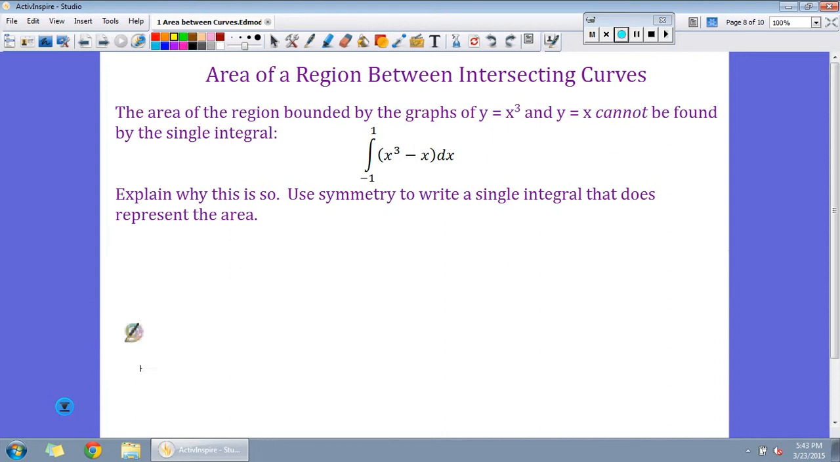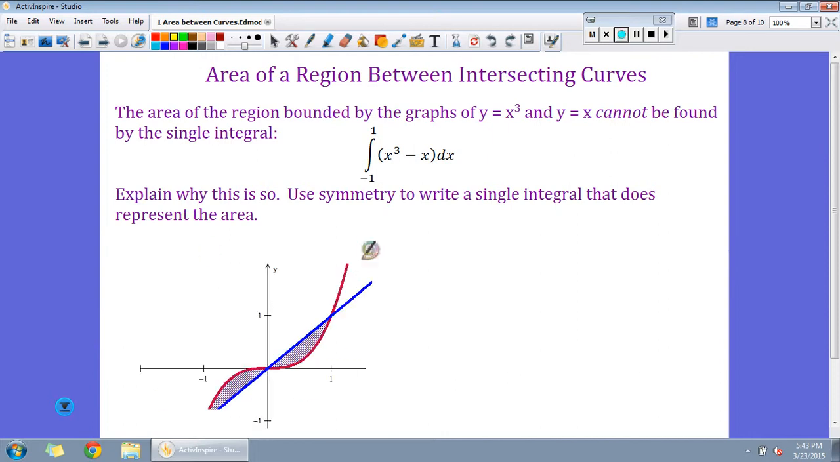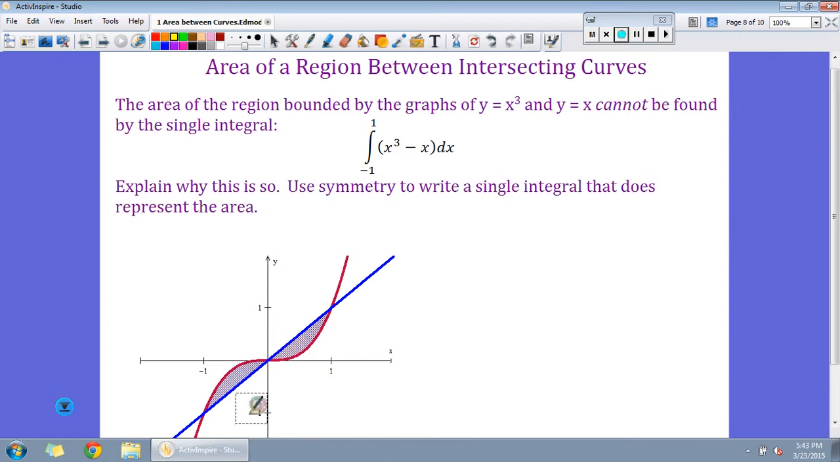For this one, if we graph it, we've got the cubic in red, x cubed, and the linear y equals x in blue. And this integral won't actually give the area of the shaded region. If you plug it into your calculator and integrate it, you'll see that that gives you 0.